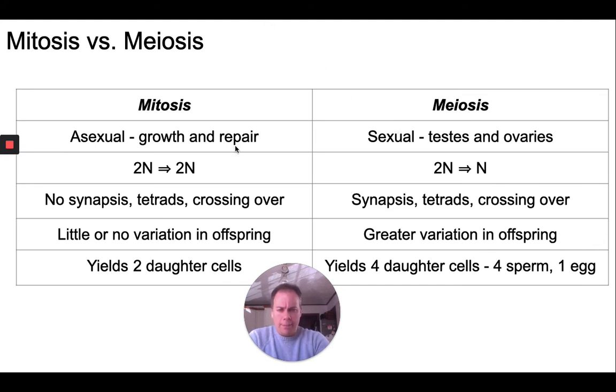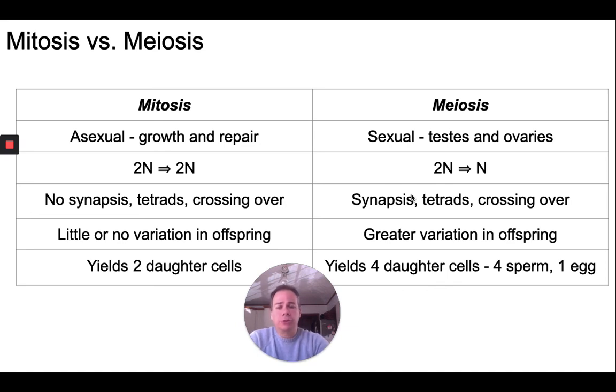Another difference, what happens to the chromosome number? Mitosis takes diploid cells and produces more diploid cells. In meiosis, diploid cells are transformed into haploid cells that have half the number of chromosomes. In mitosis, the chromosomes never line up with their homologous partners, therefore there's no synapsis, no tetrads, there's no crossing over. All of those things do happen in meiosis. During the first division, during metaphase 1, homologous chromosomes partner up, and that's when crossing over can take place.